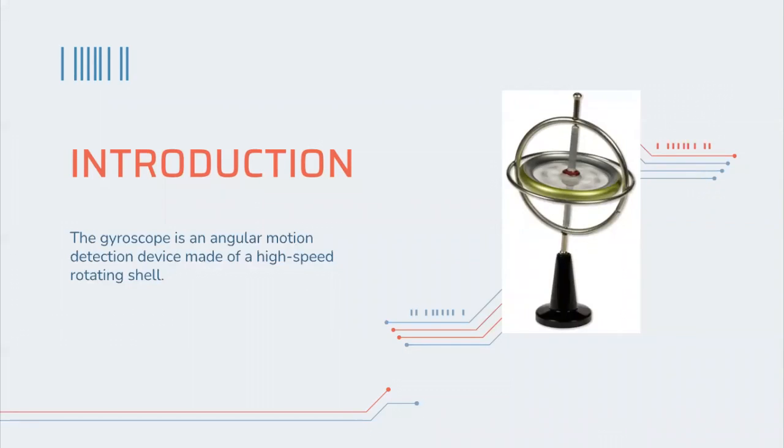The gyroscope is an angular motion detection device made of a high-speed rotating shell. Gyroscope has become one of the most important branches in the development of dynamics. The most widely used field of gyroscopes is navigation. Using the dynamic characteristics of the gyroscope to obtain information, we can control the flight path, the ship stability, and so on. Finally, we realize the role of navigation.